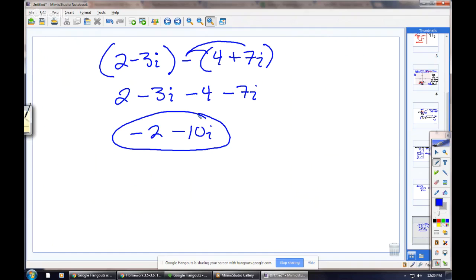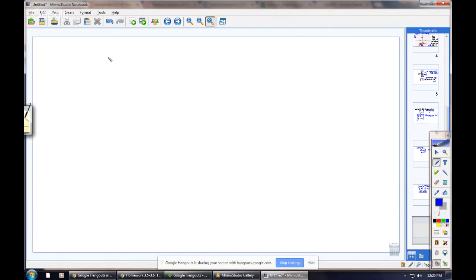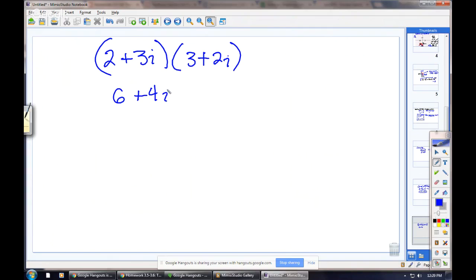So you can subtract complex numbers. You can add complex numbers. You can even multiply and divide them. So if I have 2 plus 3i times 3 plus 2i, I have to distribute. 2 times 3 is 6. 2 times 2i is plus 4i. 3i times 3 is plus 9i. And 3i times 2i would be plus 6i squared. Trick. i squared is really what? You got it. It's -1. So this is really 6 times -1, or -6.